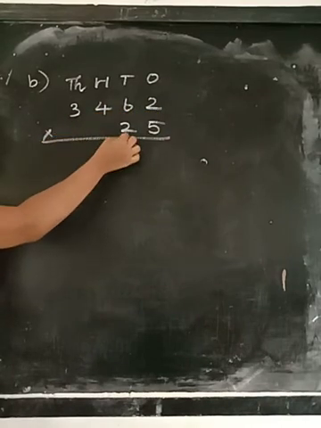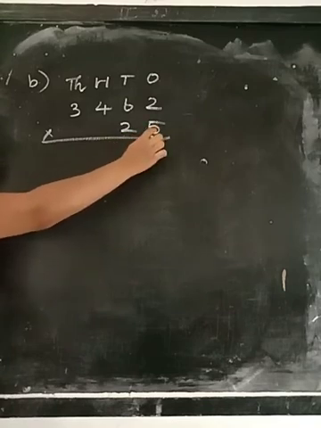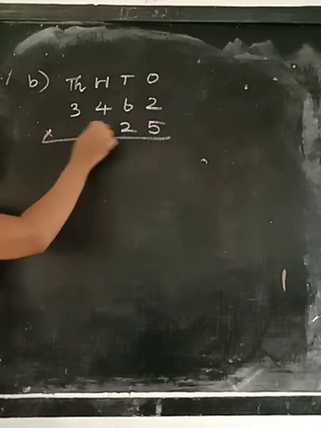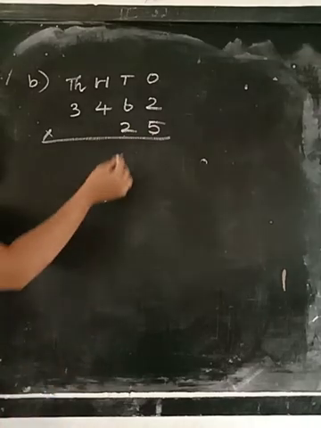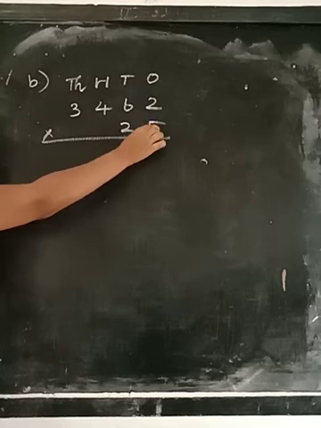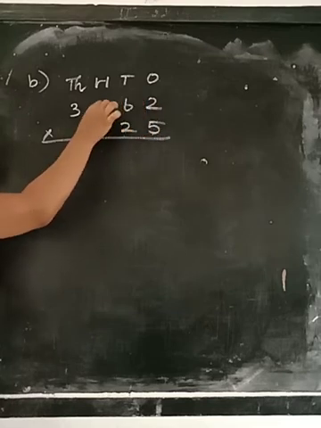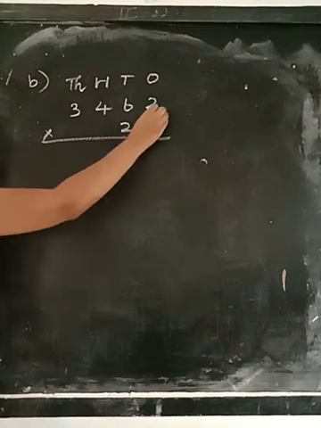3,462 into 25. So in the previous sum we had only one digit, you multiplied by 4. But here we are having 2 digits. Okay. So what we have to do? First we have to take the ones place number. So by taking this ones place number, we have to multiply all these numbers. Okay? So first the ones place number.